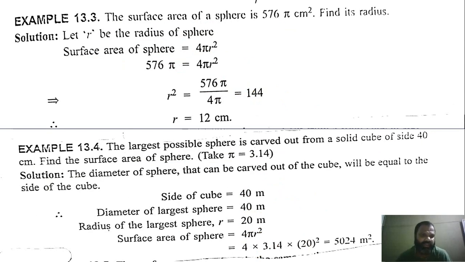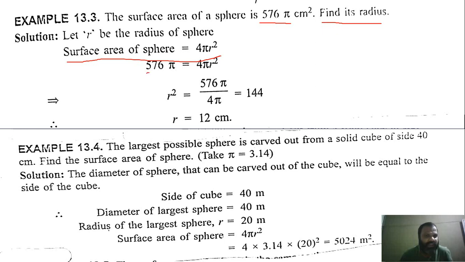Example number 3. The surface area of a sphere is 576 pi centimeter square. Find its radius. In this question, the surface area is given and you have to use the formula. We know that the surface area of a sphere is 4 pi r square, but you are given that the surface area of the sphere is 576.